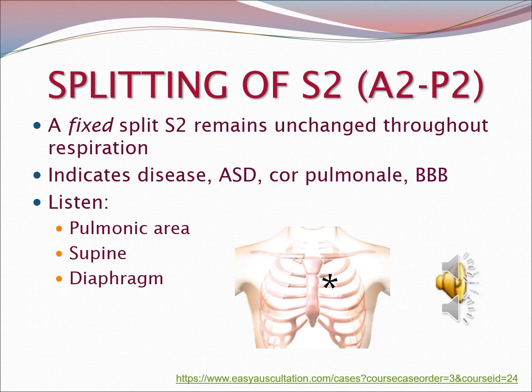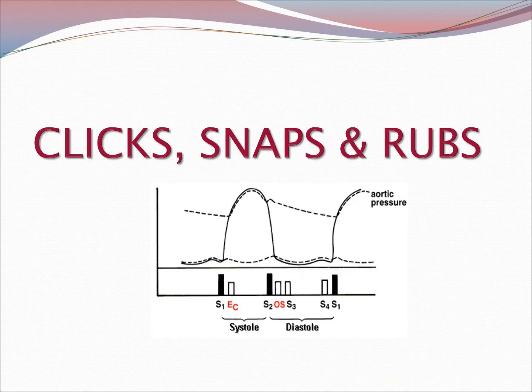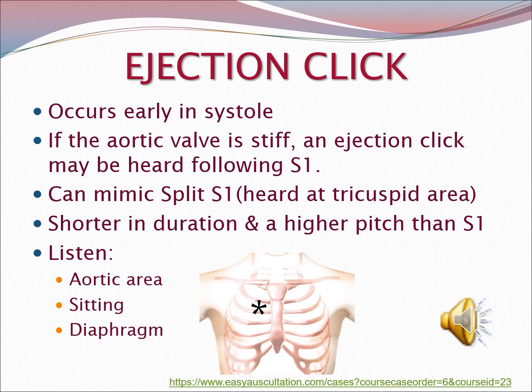So now we will move to clicks, snaps, and rubs. An ejection click occurs early in systole. Remember when we were talking about Wigger's diagram, and I had mentioned that if the aortic valve is stiff, when it opens, an ejection click may be heard following S1. It can mimic a split S1, but again, location. A split S1 is heard at the tricuspid area. The ejection click is shorter in duration, and it is a higher pitch than S1.